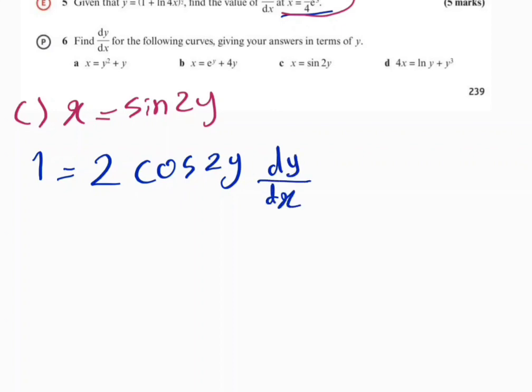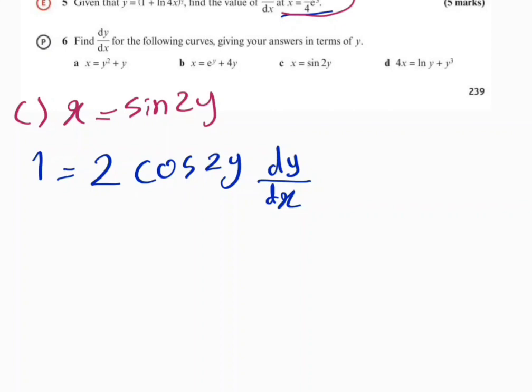Remember that when you're differentiating trigonometric functions, you first differentiate the inside, and that comes out, and then you differentiate that specific trigonometric function. In this case, you have sine, so sine differentiates to cos. And of course, since this is implicit differentiation, we should have dy by dx at the end.